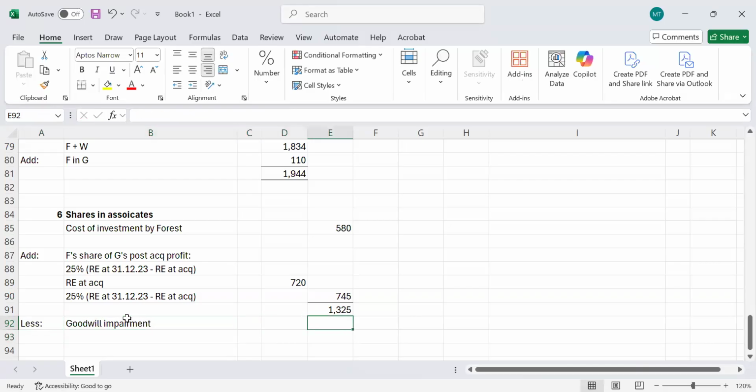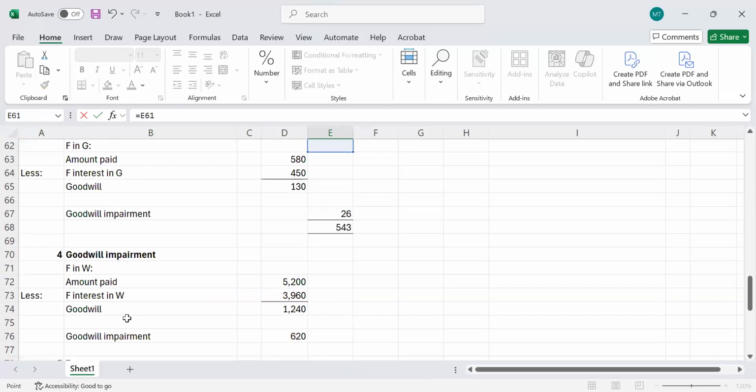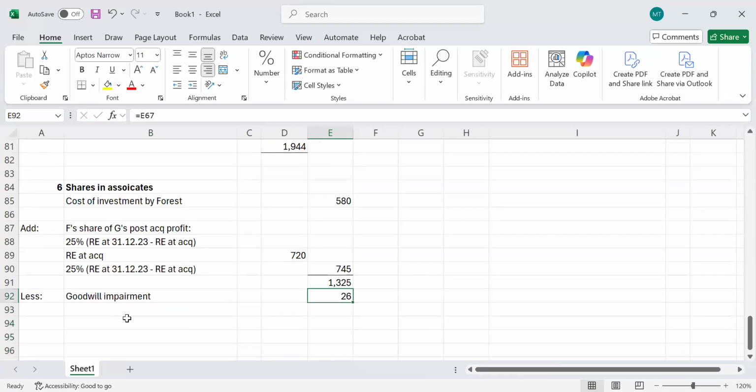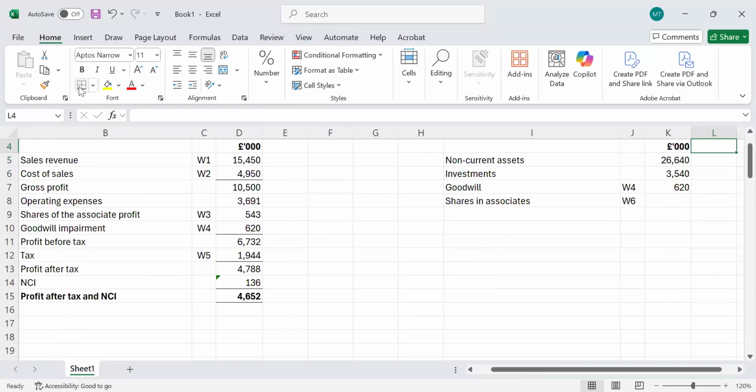So we can just simply go back to our previous working, working 3, here we are, 26, we calculated earlier. It allows us to calculate the accurate figure, which will be 1.325 billion minus 26,1299, and this will appear in here. So I'm going to link this.